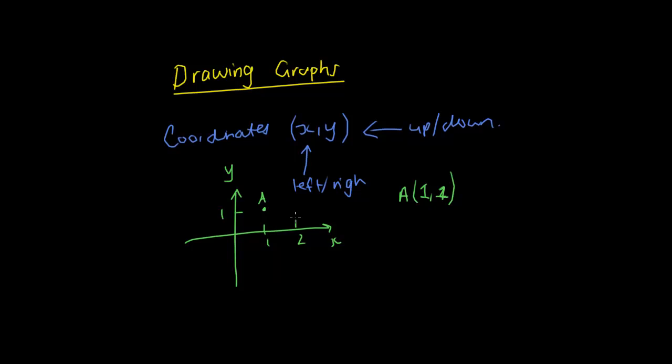If I had the point B there, what would that be? Let's have a look. We've gone across 2 and up 1, so (2, 1). Remember, both those coordinates are in the first quadrant. That would be the second quadrant, the third quadrant, and our fourth quadrant. Okay, so very quick review of how to draw our coordinates.